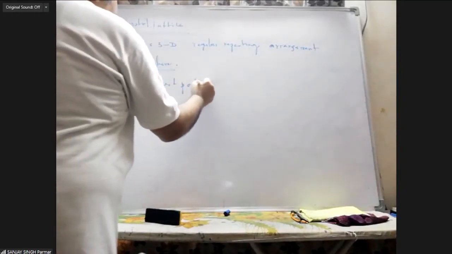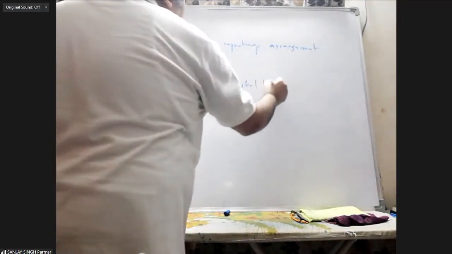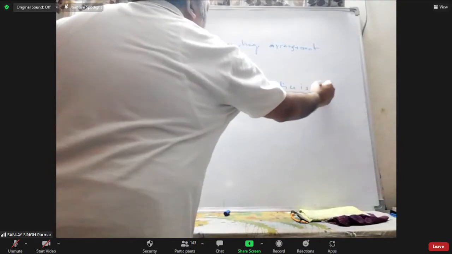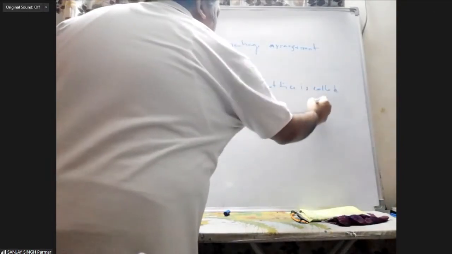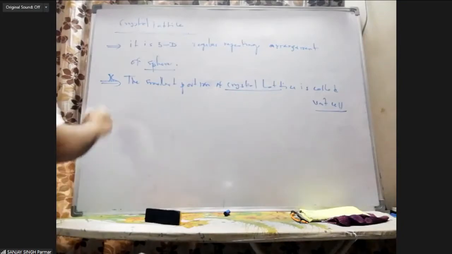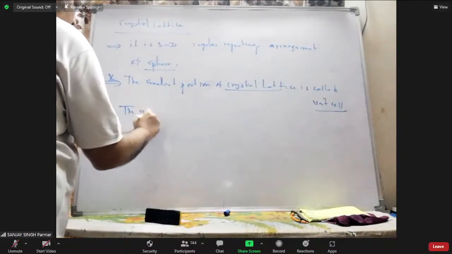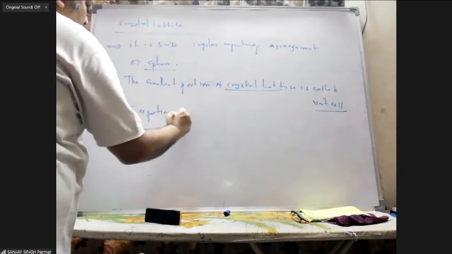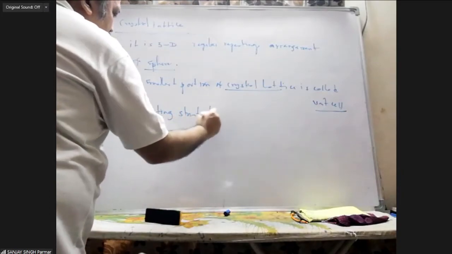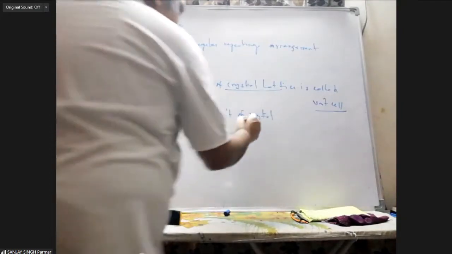The smallest portion of a crystal lattice is called the unit cell. The repeating structural unit of a crystal.